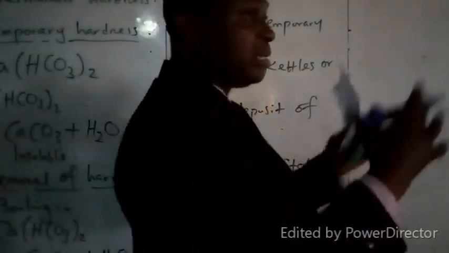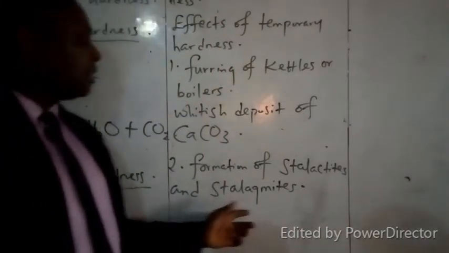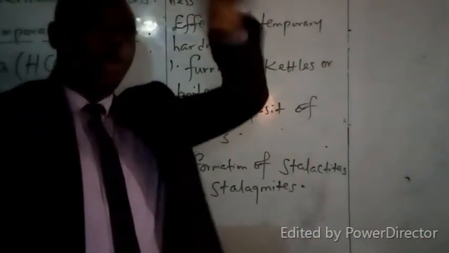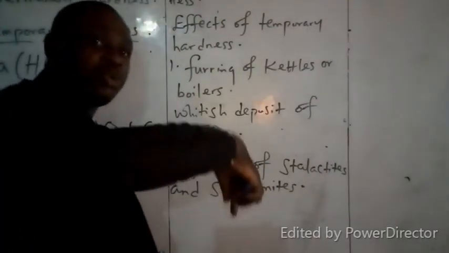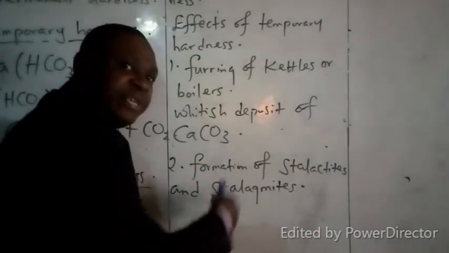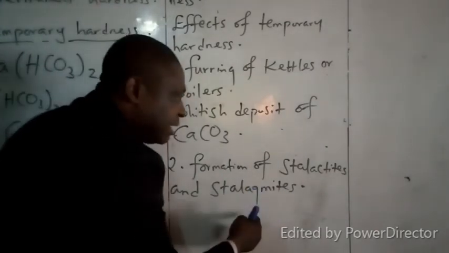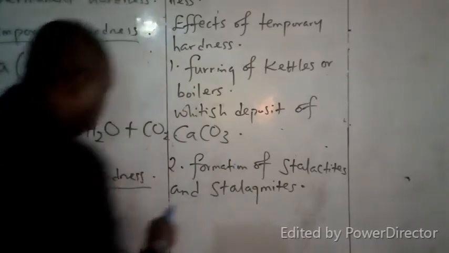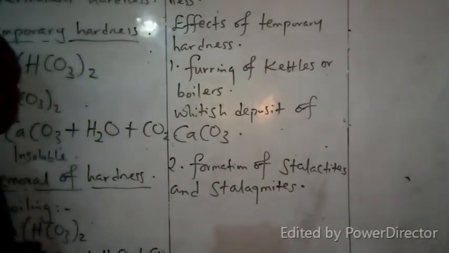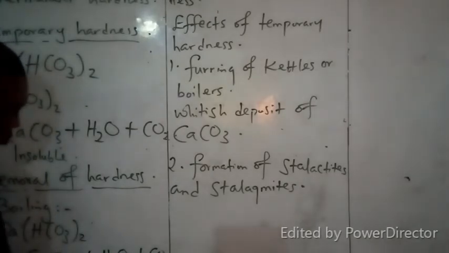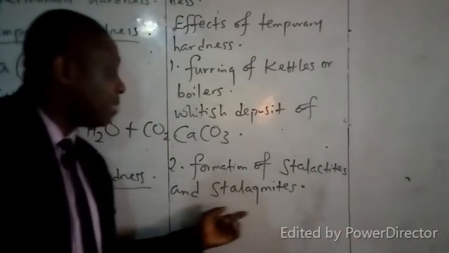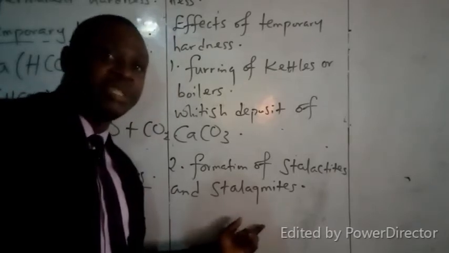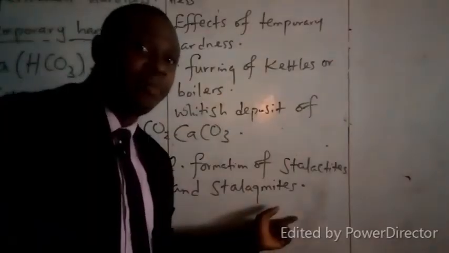Now when you have a cave that is hot, what happens is that when water runs on the top roof of that cave and you have cracks on that cave, the water seeps into the cave. And because the cave is hot, there is heat generated in that cave, and that has the ability to decompose the calcium hydrogen trioxocarbonate 4 to give you the insoluble calcium trioxocarbonate 4. Now, stalactites and stalagmites are formed as a result of the deposition of calcium trioxocarbonate 4.